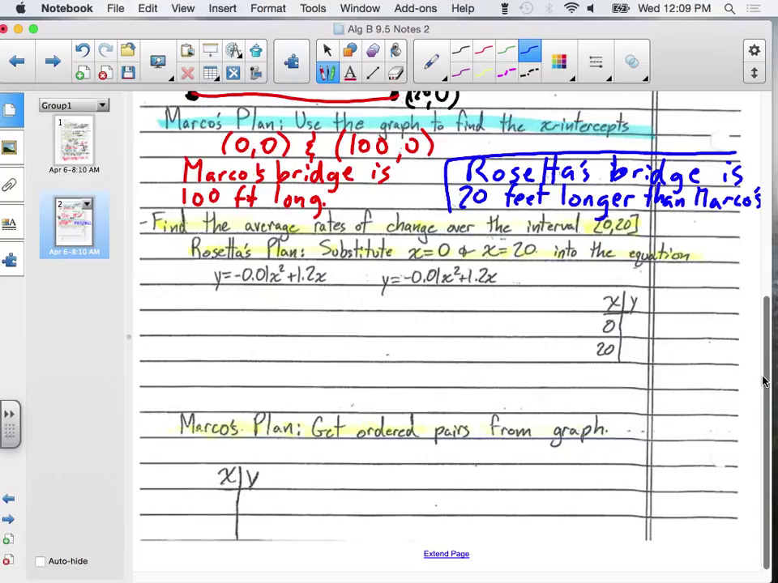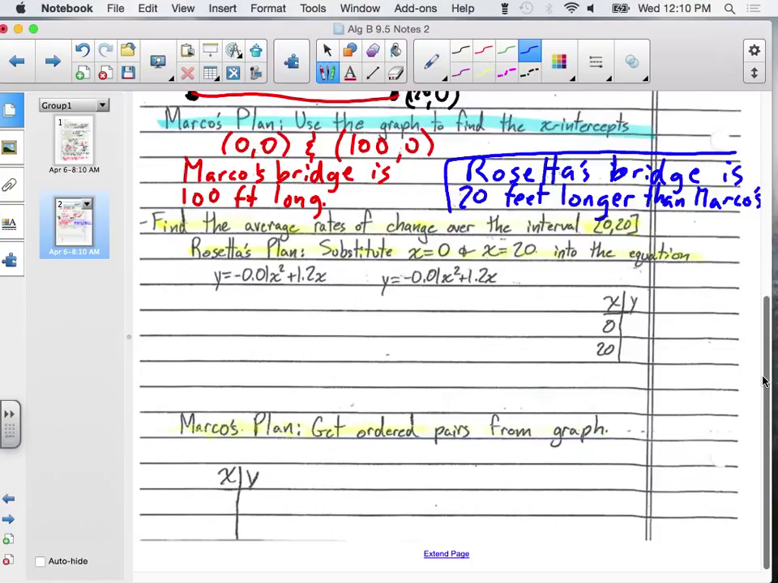Last thing, the third way that we can compare quadratic equations is by finding average rates of change over an interval. The problem in our book says over the interval 0 to 20. So what do you guys think that means? We're not finding distance. We're finding average rate of change, but over this interval 0 to 20.